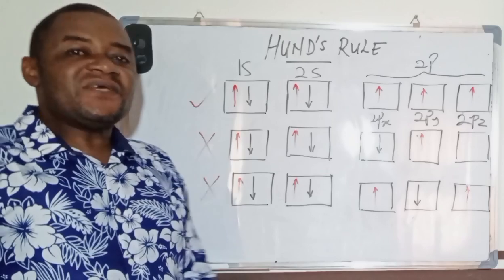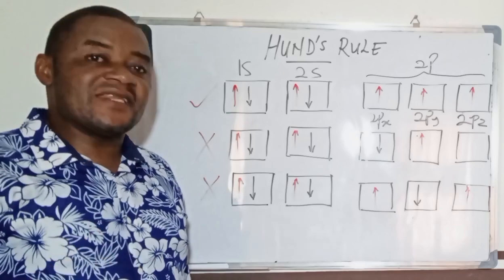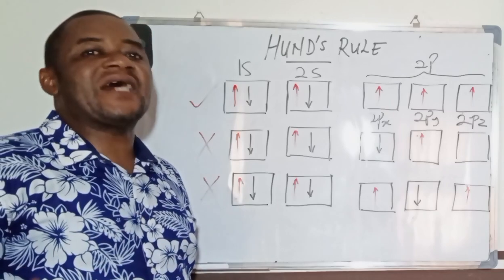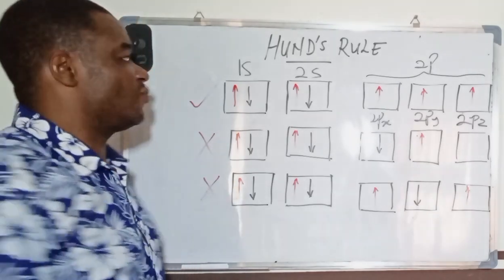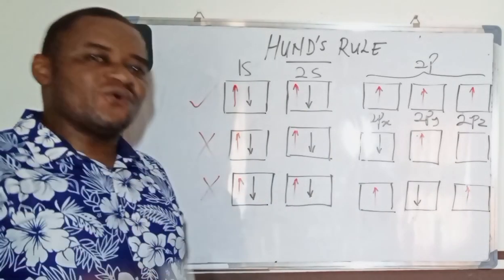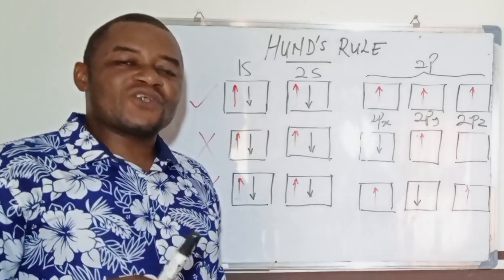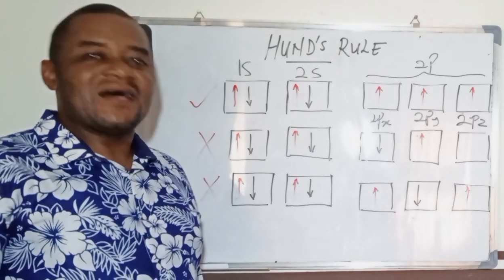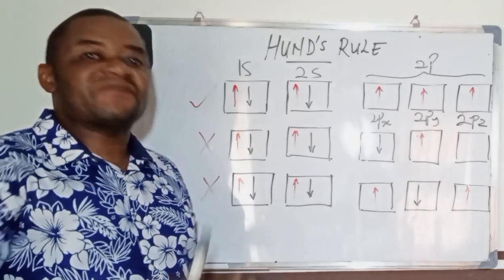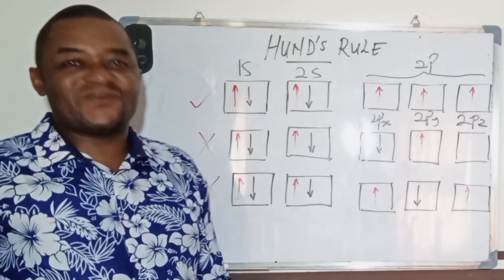It's saying that if you must arrange electrons in the various orbitals, especially those with the same energy, the degenerate orbitals, you must first pass through what we call singly occupied orbitals before doubly occupied orbitals. So you must first arrange them single before you can double them. And in the single arrangement of these electrons, the electrons must maximize parallel spin. That is to say, they must have the same orientation in terms of spin. That is the explanation of Hund's rule.